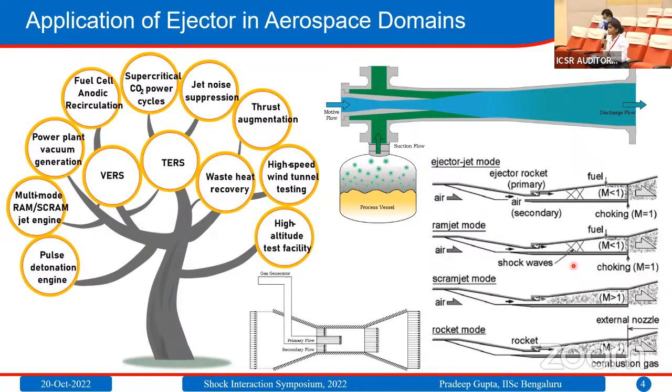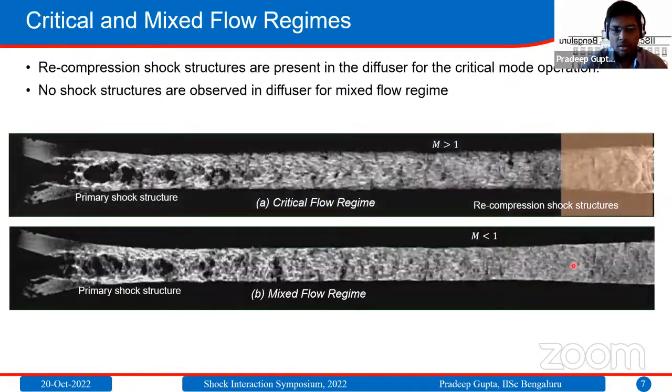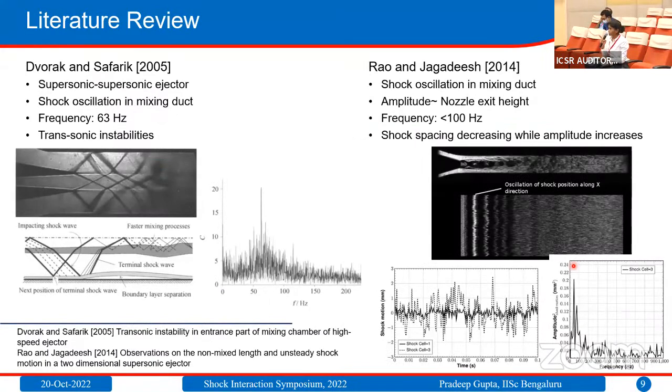Okay. My second question is, I'm not very familiar with the literature associated with these ejector studies. You mentioned that there are a few dominant frequencies and shock oscillations that show up because of the introduction of this secondary flow. So if you were to incorporate this into a scramjet or a ramjet engine, if the secondary flow was absent, there won't be any oscillations, right? Is it triggered by the introduction of the secondary flow?